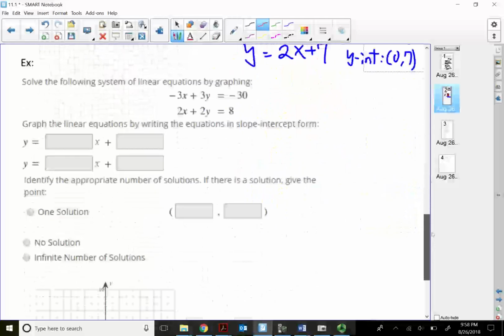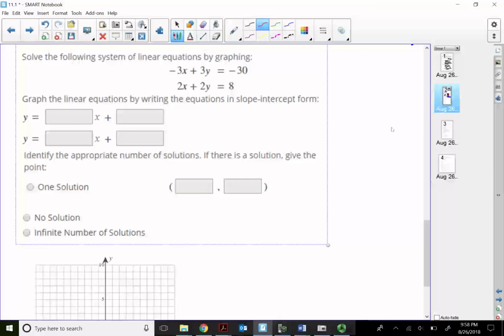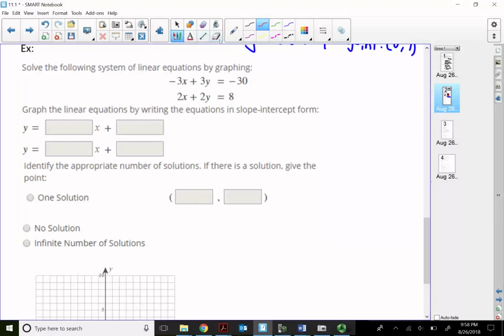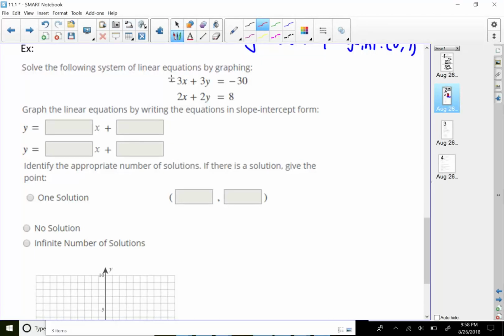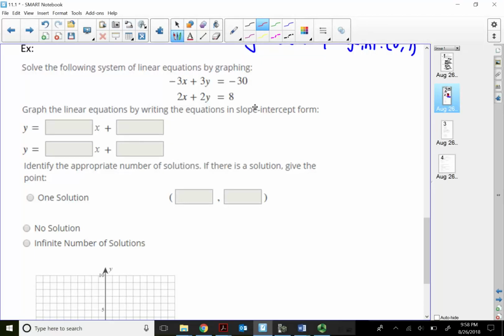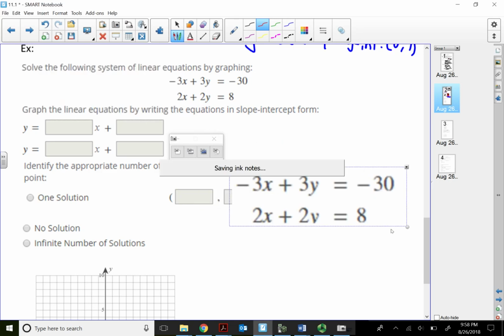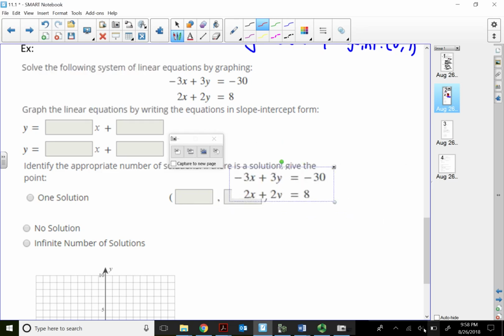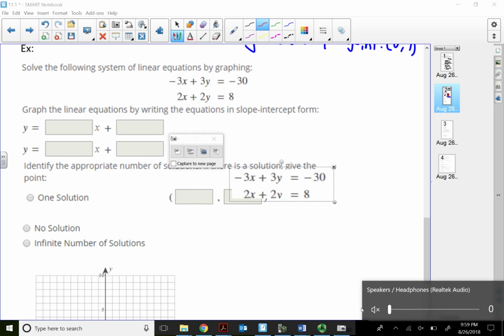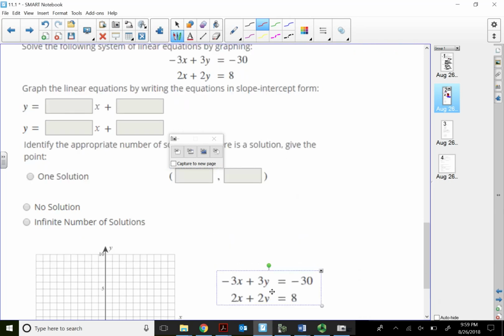Let's try another one. I'm going to copy this down so I can see this a little bit better. Ooh, that's a little bit too loud. Excuse me. Let me turn down my volume here. I'm going to bring this down a little bit.